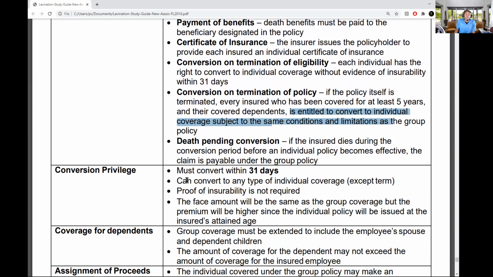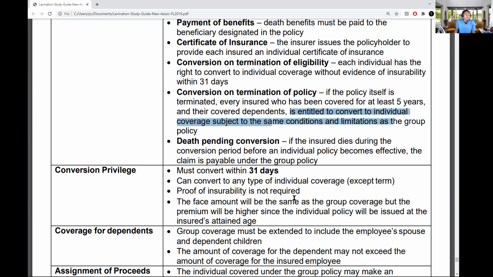Conversion privilege: you must convert within 31 days. So some policies, good policies, have a conversion privilege. That's when you can convert to an individual policy within 31 days. You can convert to any type of individual coverage except term. So every time you convert, you're going to get a whole life policy. Make sure you know that. You convert from term to whole life. You can convert from whole life to whole life, but you cannot convert the policy to another term. Proof of insurability is not required.